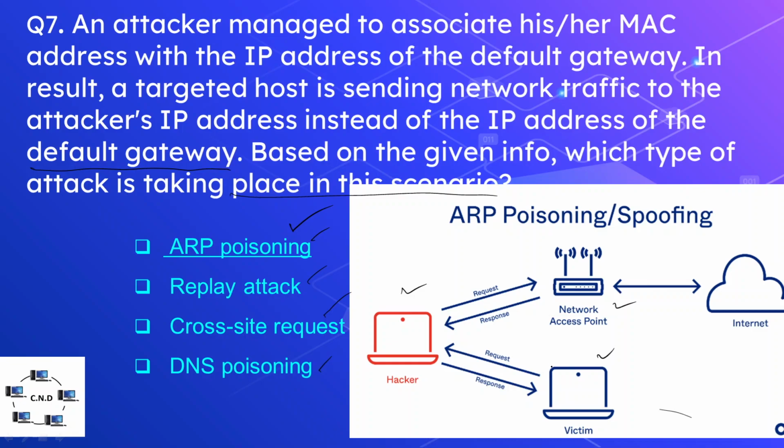So the victim is then accessing the internet through the hacker's laptop or computer, and in such a way his whole traffic is visible to the hacker, and this whole scenario or this attack is known as ARP poisoning or ARP spoofing.